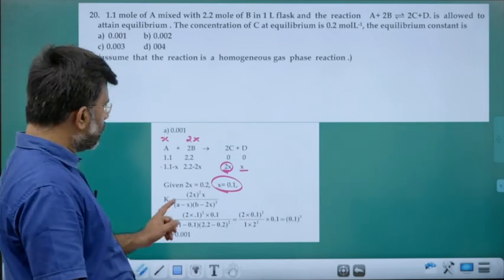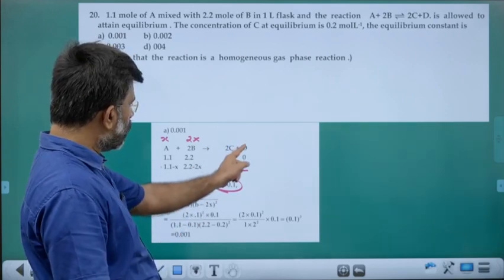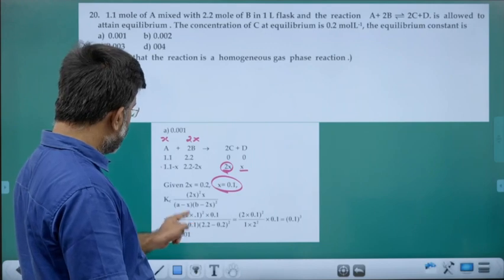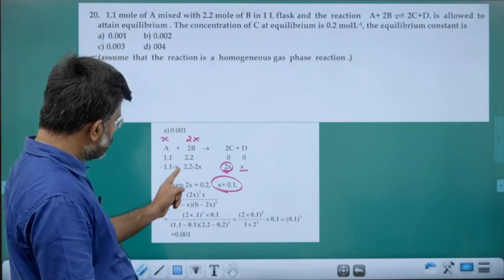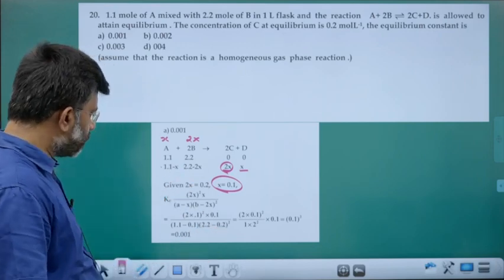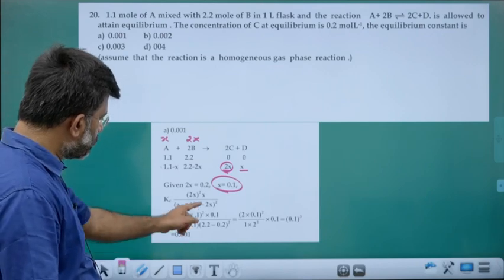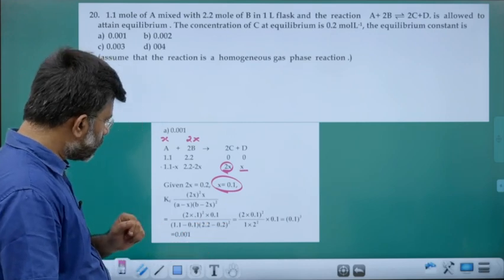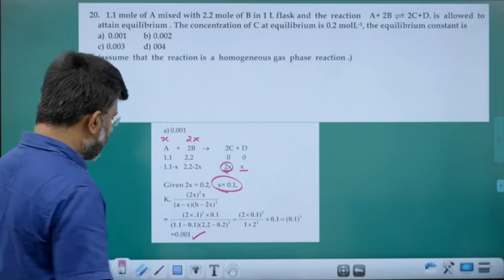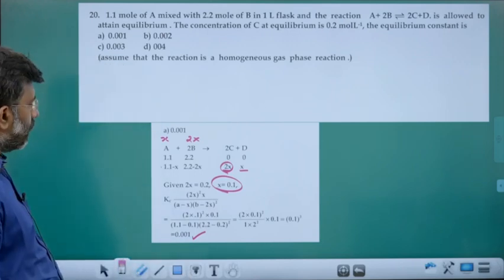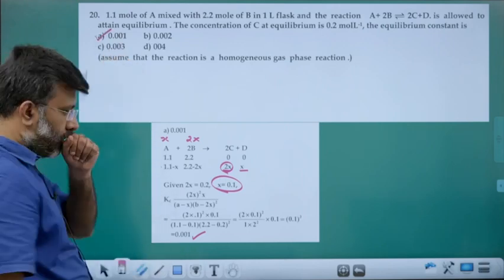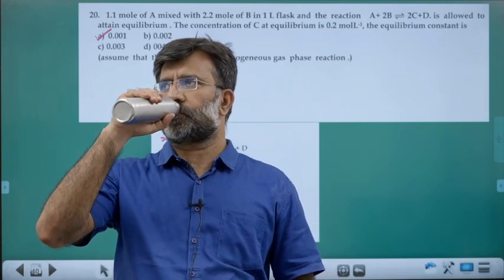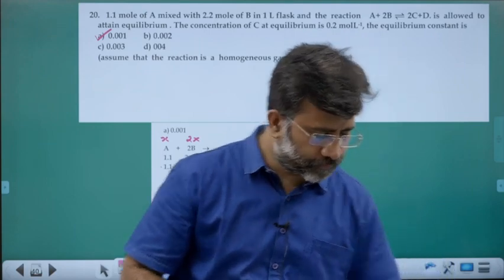Now you substitute Kc is equal to concentration of C square, that is 2x square, into concentration of D, that is x, divided by concentration of A, that is 1.1 minus x, into concentration of B raised to 2, that is 2.2 minus 2x the whole square. So 2 into x the whole square into x divided by 1.1 minus x, 2.2 minus 2x, work out, you will get the answer 0.001 as the correct answer. Option A. I think it is pretty clear. Next question.